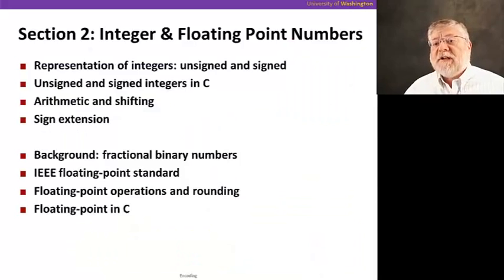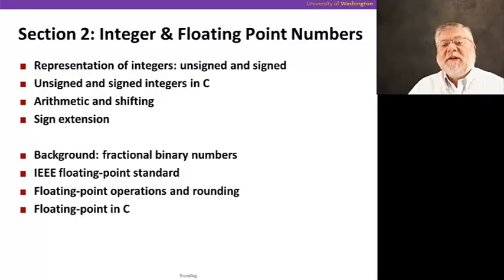So this section is going to cover the representation of integers, both signed and unsigned, and how we treat integers in C, talk about some shifting and sign extension operations that'll be important for arithmetic, and then we'll close with a section on floating point numbers. Basically, how do we represent binary numbers that are fractions rather than just integers?